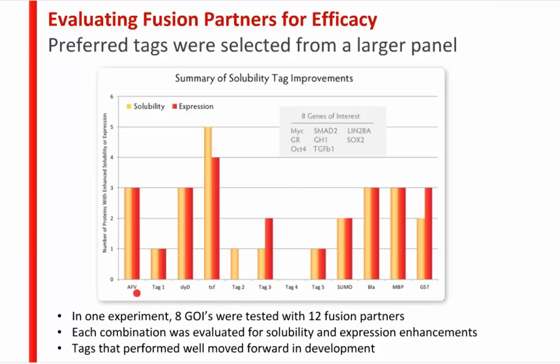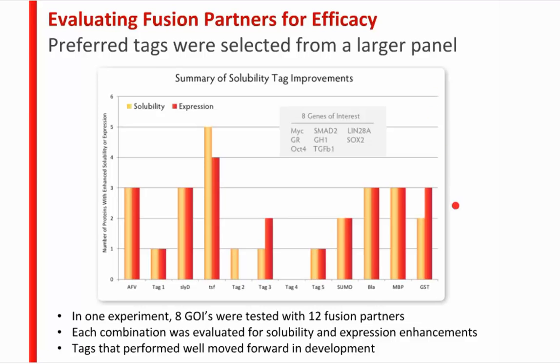So in the case of AFV, for example, AFV rescued 3 of the 8 for solubility and 3 of the 8 for expression. TSF, by contrast, rescued 5 of the 8 for solubility and 4 of the 8 for expression. So this is just an example of the way that we collected some data, and there were some clear winners and losers in our panels that enabled us to winnow down the results.